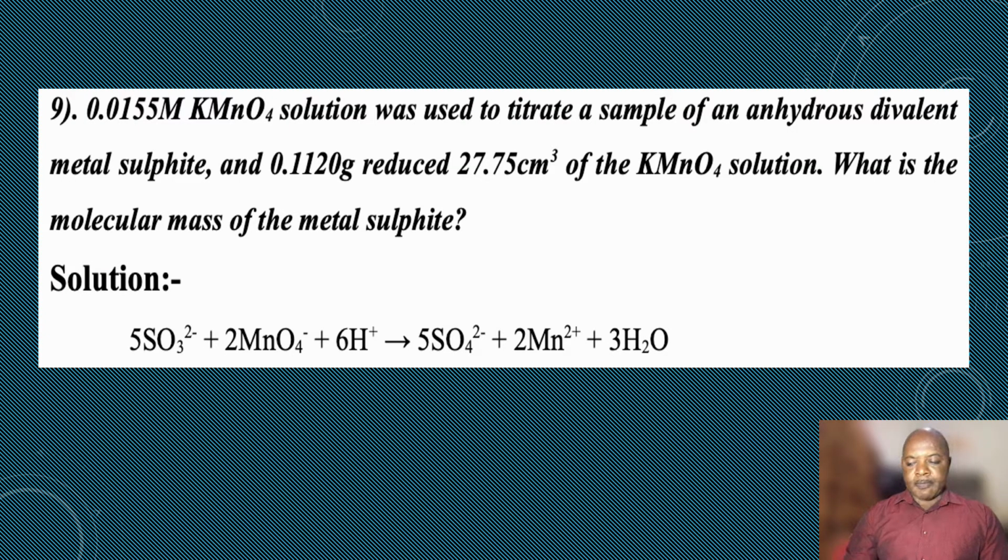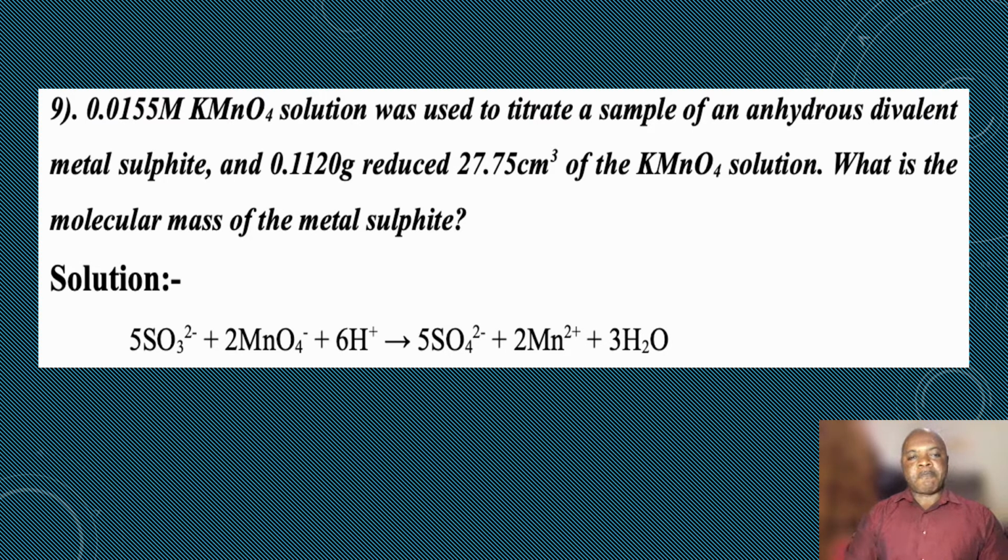Question number 9 has to do with, I think, a redox titration. 0.0155 molar potassium manganate 7 solution was used to titrate a sample of an anhydrous divalent metal sulfide, and 0.1120 gram of the metal disulfide reduced 27.75 cm cube of the potassium manganate 7 solution. What is the molecular mass of the metal sulfide?